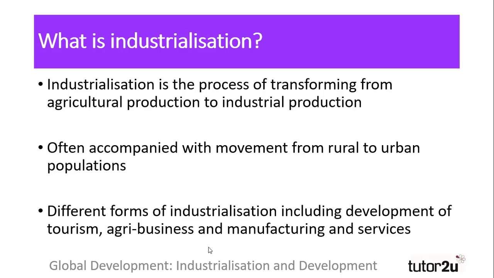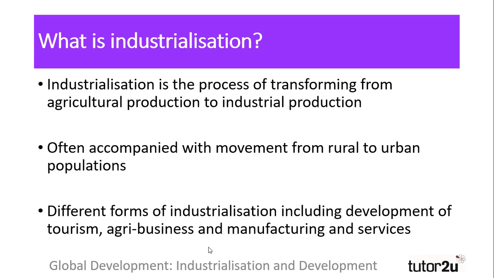There are several different types of industrialization that are commonplace in developing nations, and these include the development of tourism industries, for example in the Caribbean, North Africa and Southeast Asia. There is also the growth of agribusiness, large-scale production of primary goods, fruits, vegetables, coffee, tea, rice, which is then exported. Now these are often located in parts of Southeast Asia, Africa and South America.